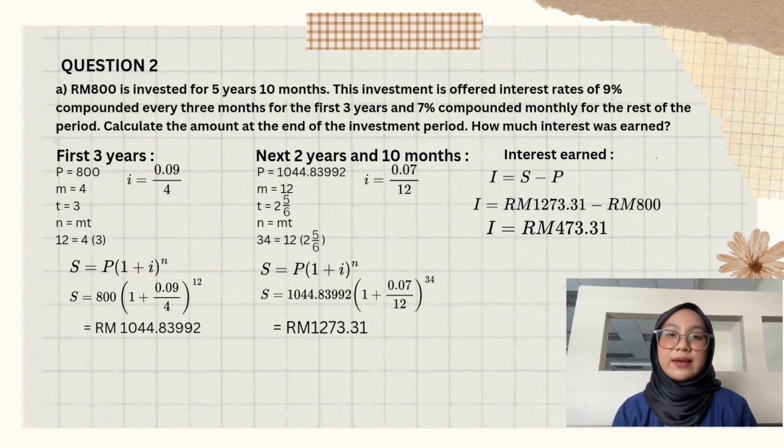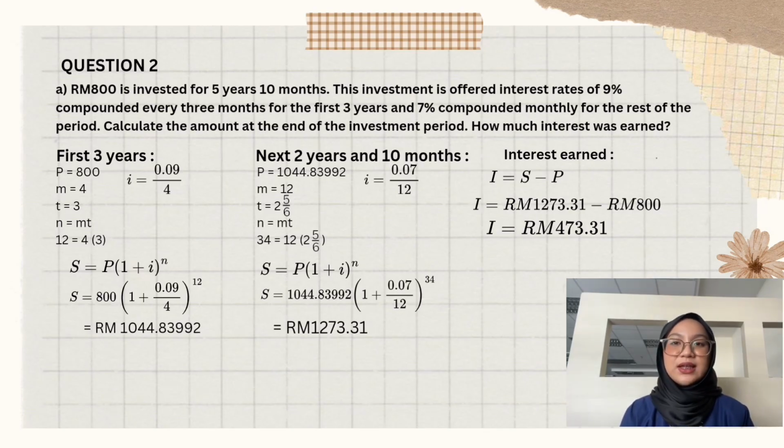For the first 3 years, we have P = 800, m = 4, t = 3, n = 12, and i = 0.09 over 4. Using the formula given, S = P(1 + i)^n. So S = 800(1 + 0.09/4)^12. So we get RM1044.83992.